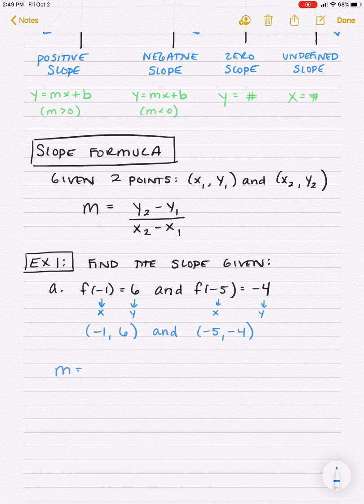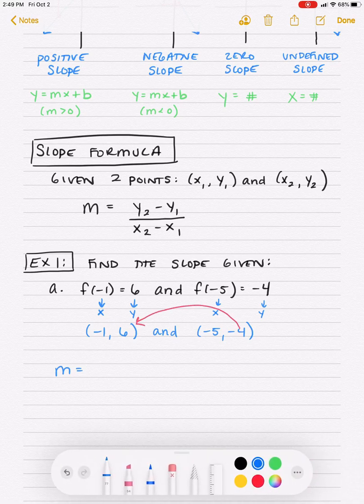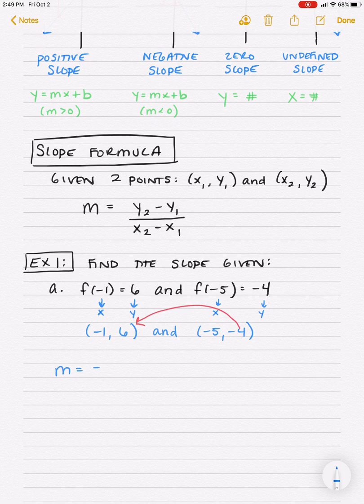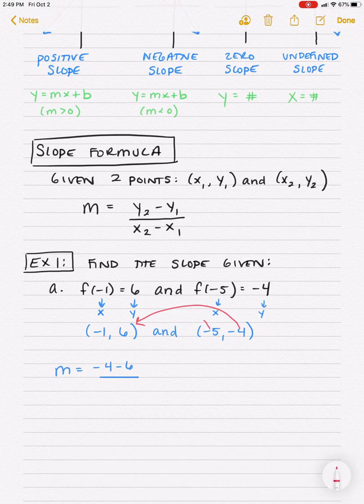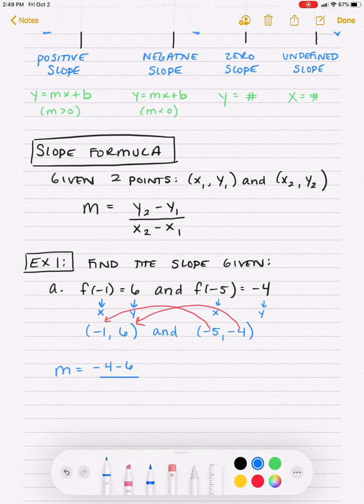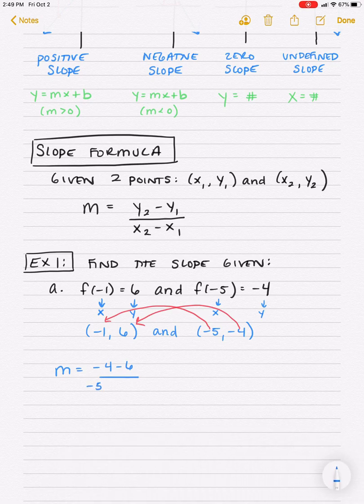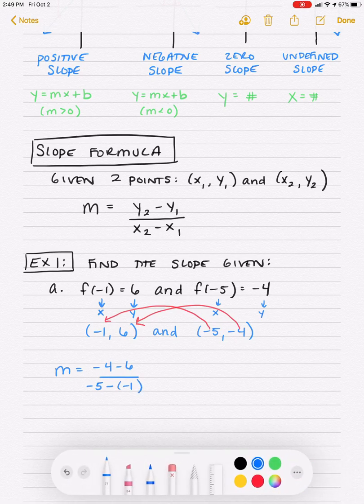Our slope is going to equal, we're going to start by taking y2 minus y1. It really doesn't matter if you want to take y1 minus y2, you just have to make sure that you subtract in the same order consistently. So it's going to be -4 minus 6. And then this is where we need to be careful, it's going to be -5 minus -1. Make sure that we distinguish between the minus and the negative. When I minus the negative, it's going to turn into plus. So if I simplify this, I have -10 divided by -5 plus 1, which is -4.